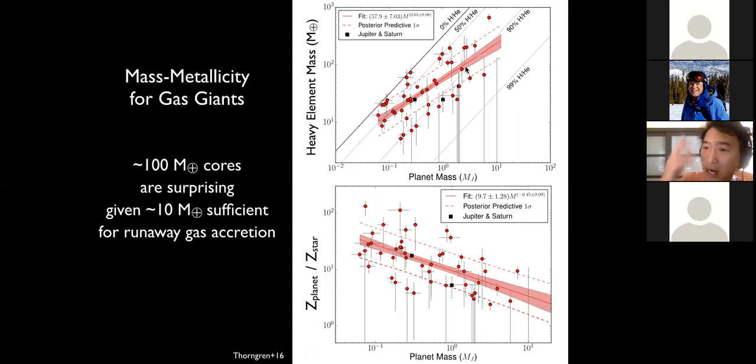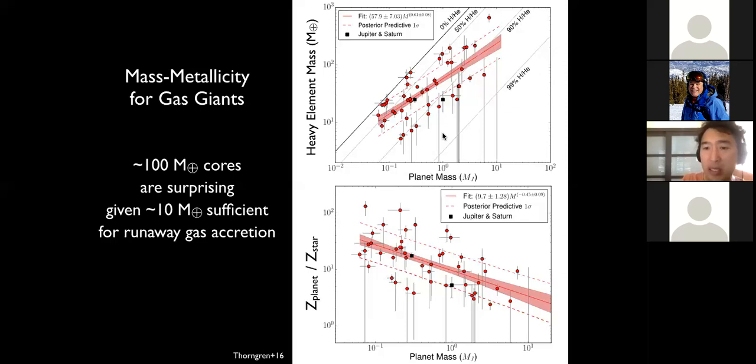An equivalent way of saying this is to plot the metallicity of the planet divided by the metallicity of the star. First thing to note is that everybody is super solar, super stellar metallicity, because here's the stellar metallicity line, one. Everybody is metal rich. But as you go to higher and higher planet masses, you get less metal rich, so you approach the stellar metallicity. So these are the data we're trying to explain.